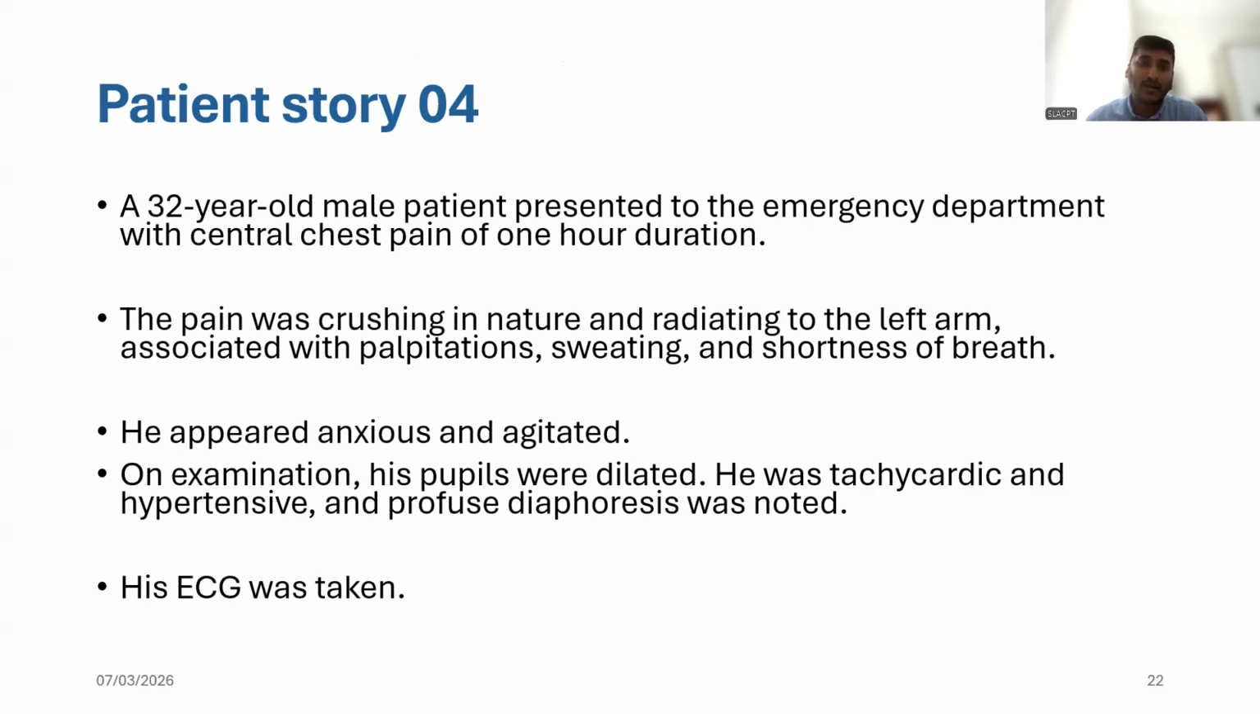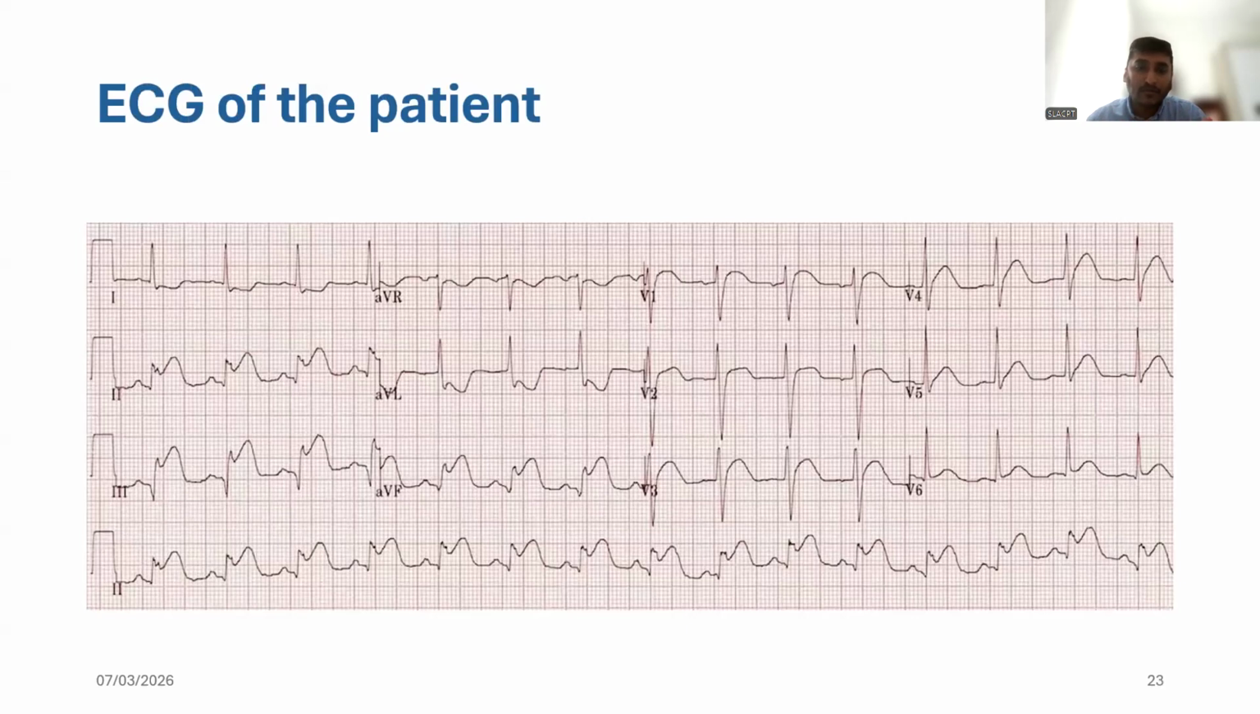A 32-year-old man presented to the emergency department with central chest pain, crushing chest pain, with palpitation, sweating, and shortness of breath. The patient looked very agitated. Pupils were dilated, tachycardic, hypertensive, and there is profuse diaphoresis. And the ECG was taken. I think all of us can identify what this ECG is. You can see in the inferior leads there are ST elevations. So there's an ST elevation MI.